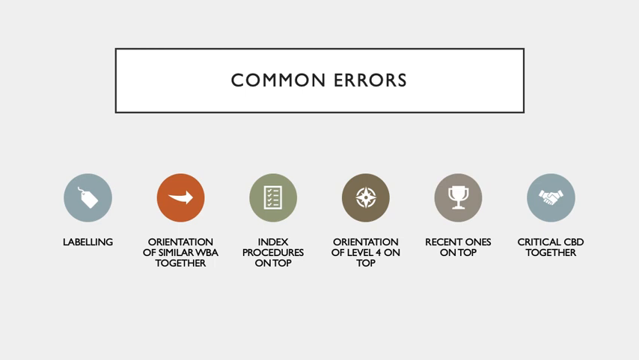Some common errors, the most common being labeling of the documents. If they're not labeled, your GMC advisor will send them back to you for labeling and arrangement. The second part is orientation of similar WBAs together. The index procedure should be on the top and level 4 of index procedures on the top, as you will be needing a summary of the documents. It will be easy to say at the top, so many of them are level 4. Keep the most recent ones on the top and all critical CBDs should be together.